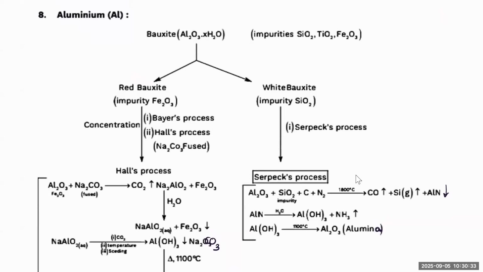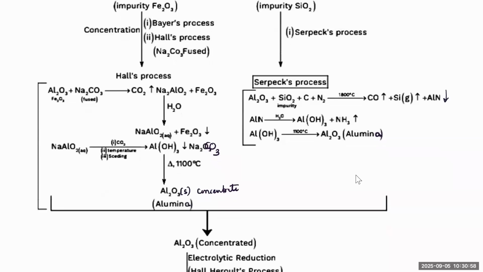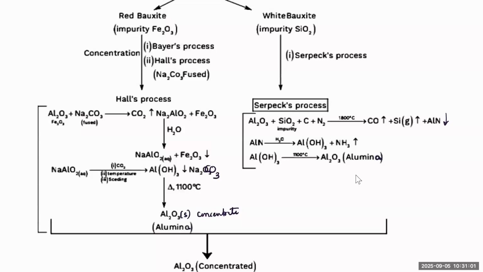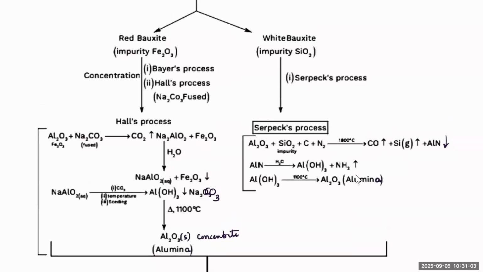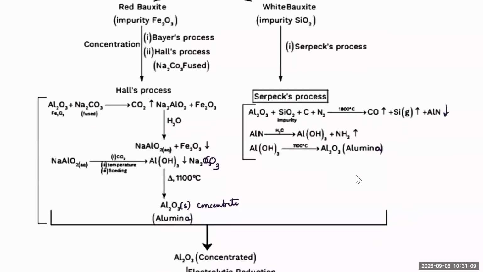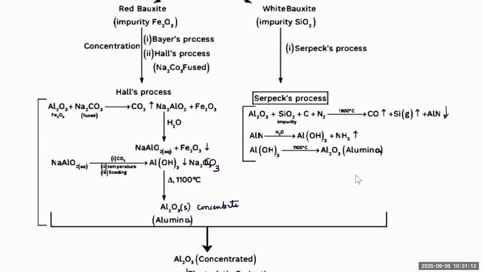Look, aluminium. For aluminium, we start off with bauxite. Bauxite has three types of impurities. If it is red bauxite, the major impurity is Fe2O3. If it is white bauxite, the major impurity is silica. Concentration can be done by two processes here: Bayer's process or Hall's process. Bayer's process first. These are all for aluminium only, beta. Bauxite is the ore of aluminium.